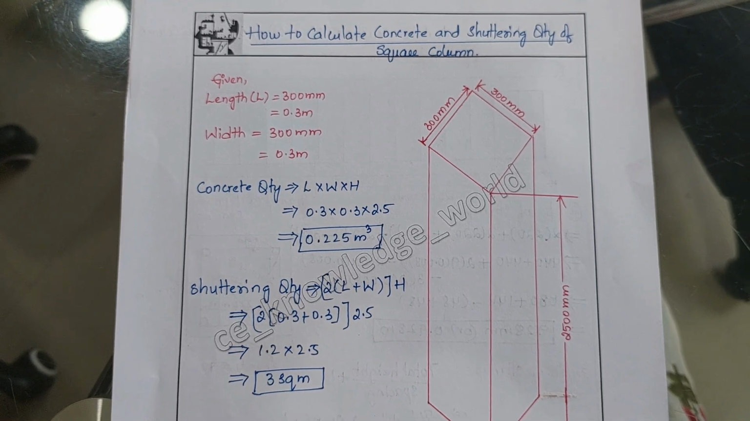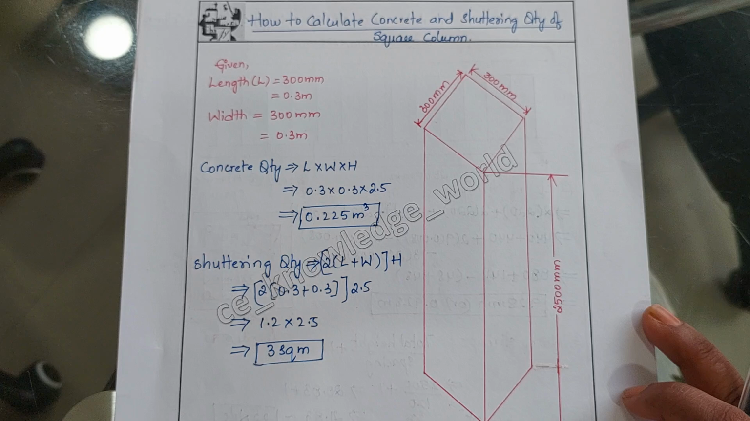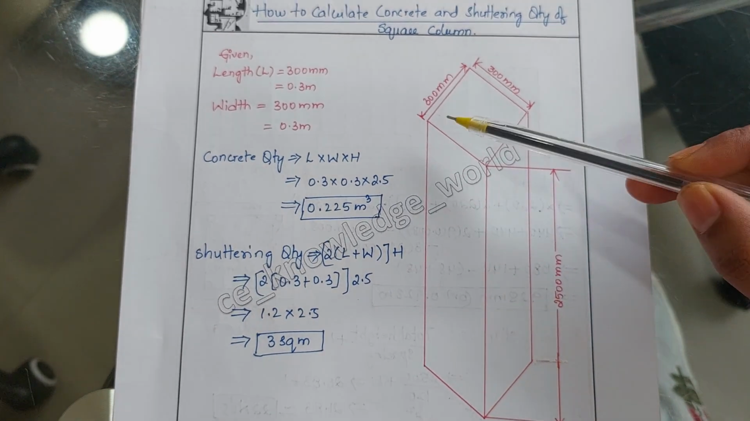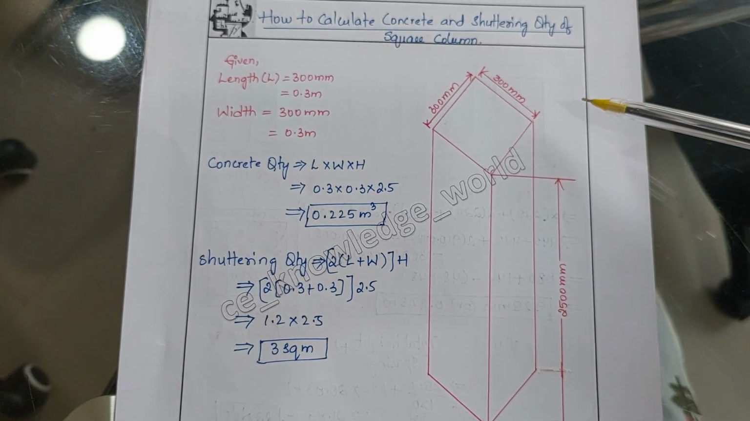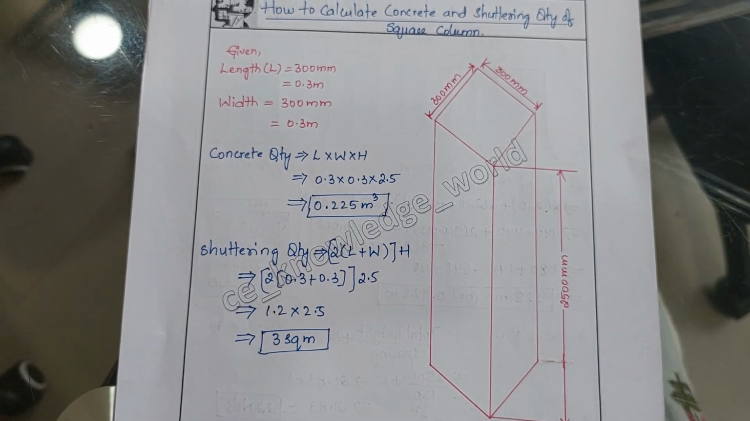Hello everyone, today in this video we will learn how to calculate the concrete and shuttering quantity of a square column. So here you can see the column. This is the length, which is 300 mm, and the width is given as 300 mm, and the height of the column is 2500 mm, which is 2.5 meter.